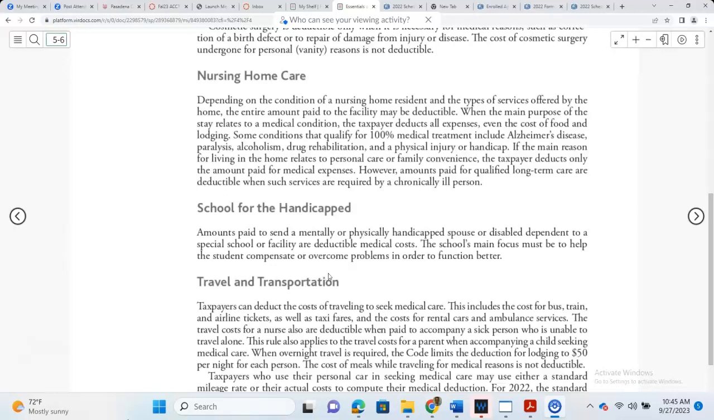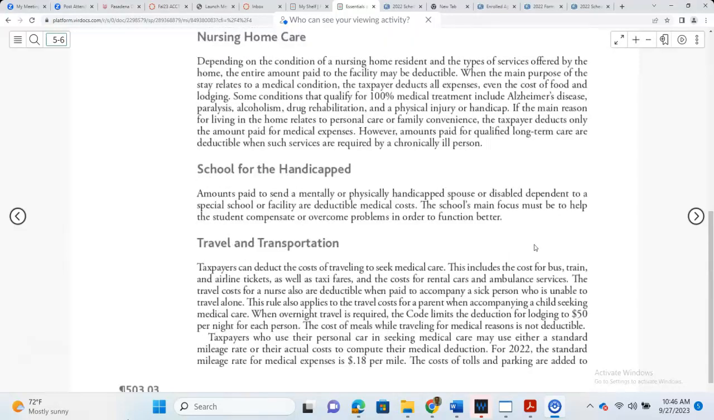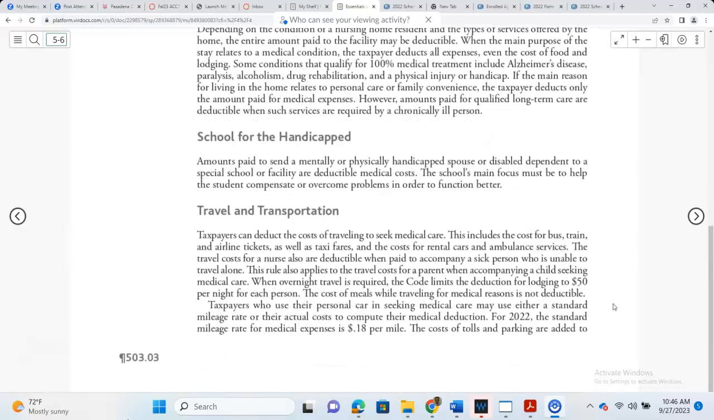Okay, school for handicap, that's also included. Amounts paid to send a mentally or physically handicapped person, yes, that's included. Travel and transportation. Okay, let's talk about that.